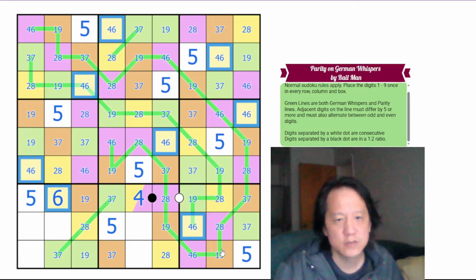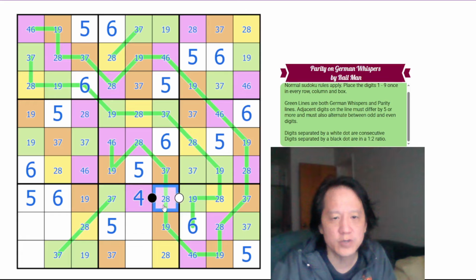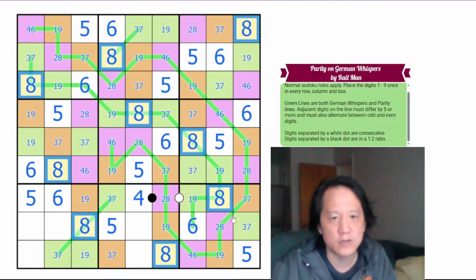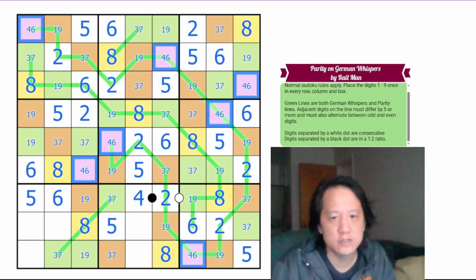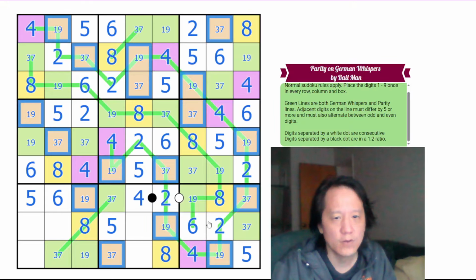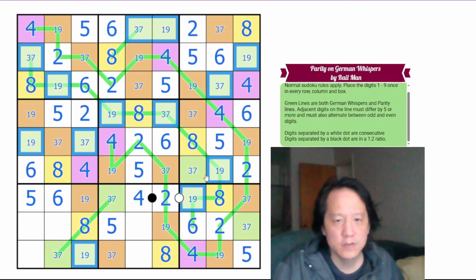This can't be that, so these are all 6s. This can't be yellow, so this is pink. You can remove that. All the yellow 2-8s are 8s. And all the pink 2-8s are 2. Then all the pink 4-6s are 4. That means all the green 1-9s are 1.